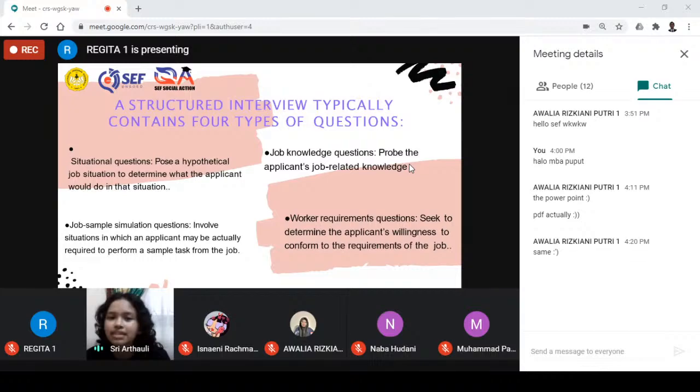So when you want to apply for a job, you have to be well prepared for the job that you will be given, right? Okay. And the last structure, worker requirement question, seeks to determine the applicant's willingness to conform to the requirements of the job.